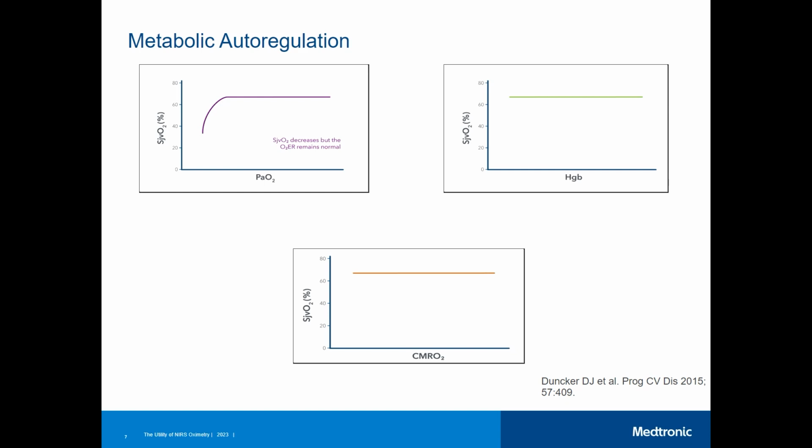Metabolic autoregulation matches flow and oxygen delivery to oxygen demand, as the determinants of oxygen consumption and oxygen delivery are altered, producing a normal oxygen extraction ratio.